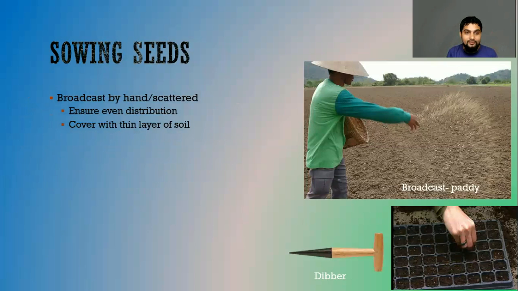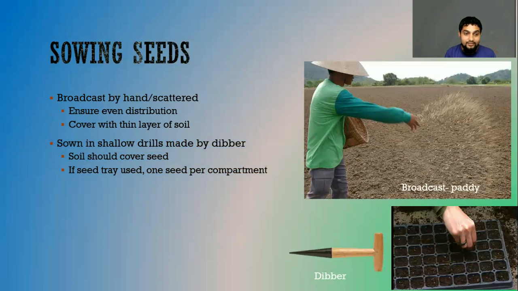Sowing seeds: there are different ways in which sowing of seed can occur. You can broadcast by hand, or just scatter the seed evenly throughout in a seed box or in a seedbed, and then you cover the seed with a thin layer of soil.